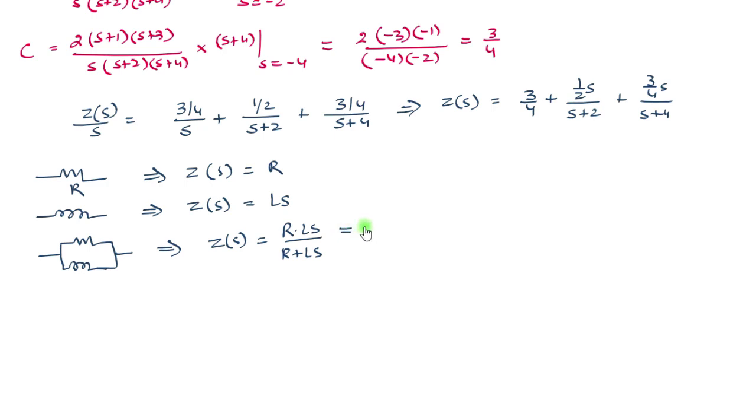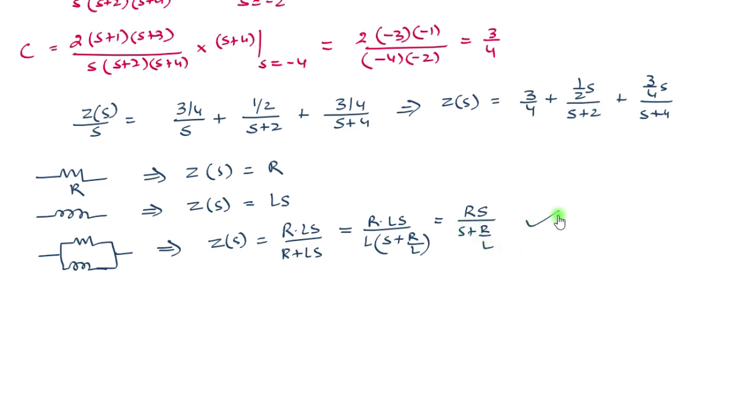This can further be simplified as R into Ls divided by, taking L common, I will get s plus R by L, that is making the coefficient of s to be 1. Further solving, I will get Rs divided by s plus R by L.